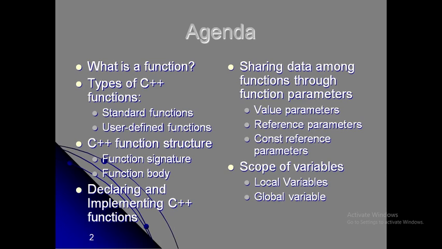In C++, two different kinds of functions are there. One is standard functions. The standard function is also known as a built-in function, and the next one is user defined function. Then function structure, the C++ function structure, and how to declare and implement the functions in C++ programming. And next is sharing data, how we can share the data with the functions through function parameters, and the scope of variables. These are all the things we are going to learn.